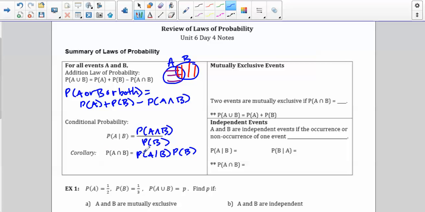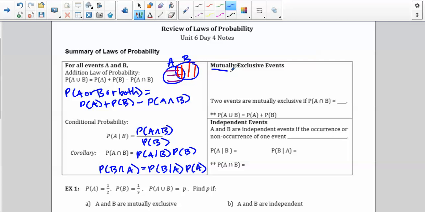And then if you just switch the order of the letters, you can also say the probability of B and A happening, that should be an A, is equal to the probability of B given A times the probability of A.